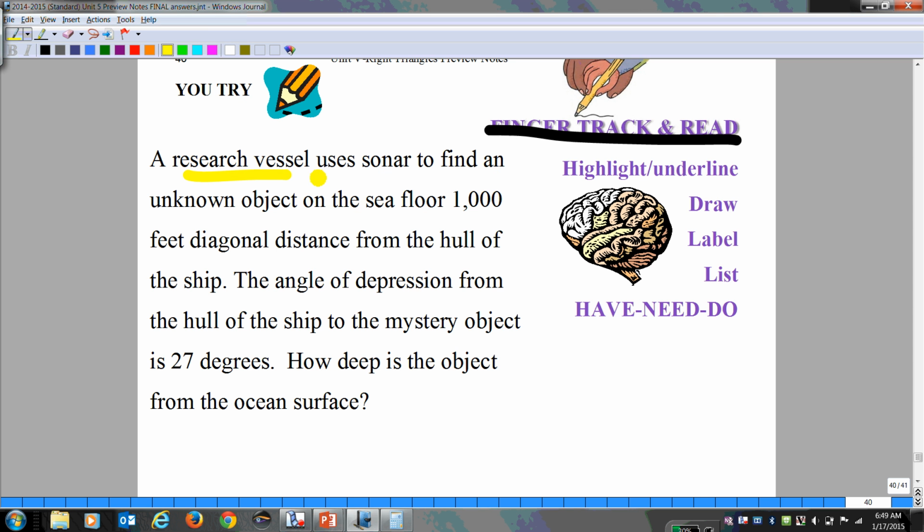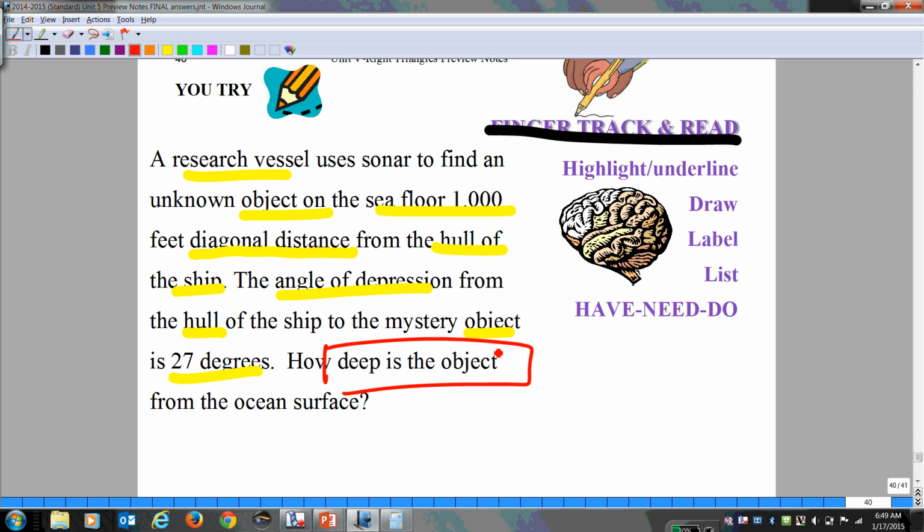We have a research vessel. We have an object on the seafloor that's 1,000 feet diagonal distance from the hull of the ship. Angle of depression from the hull to the object, 27 degrees. How deep is the object from the ocean surface? That is our question. Okay, now we draw a label list.